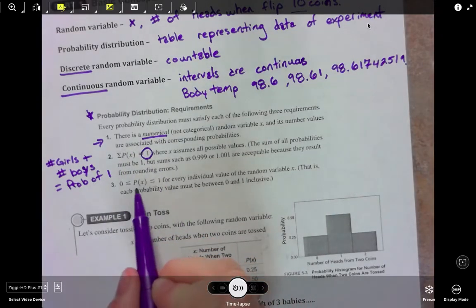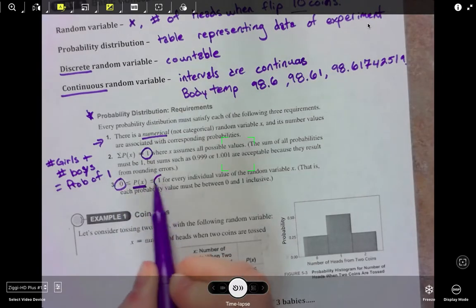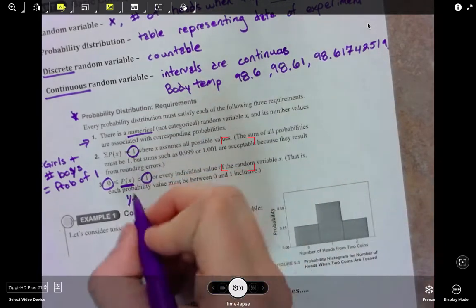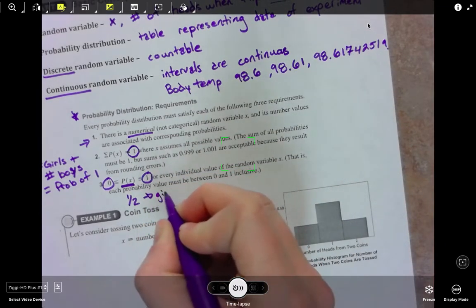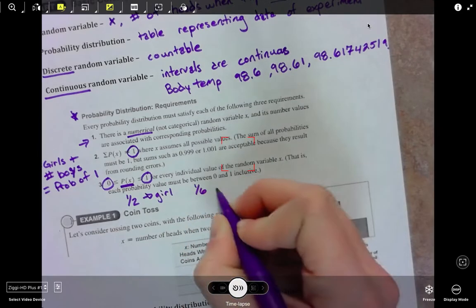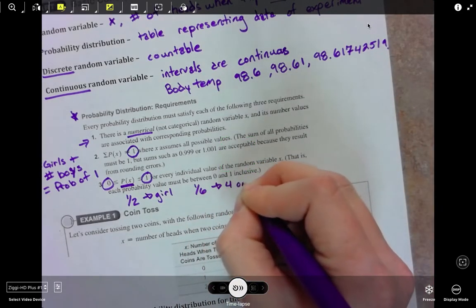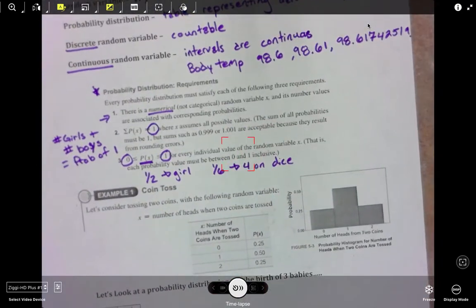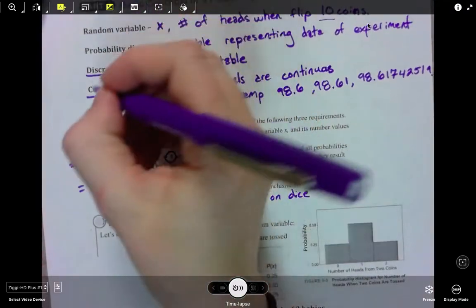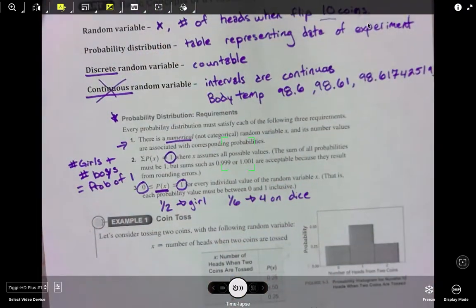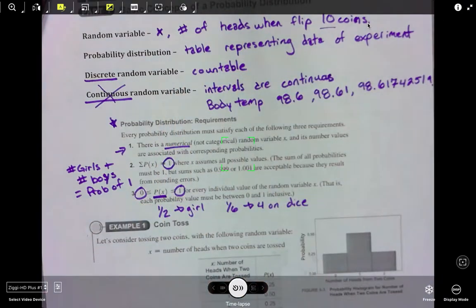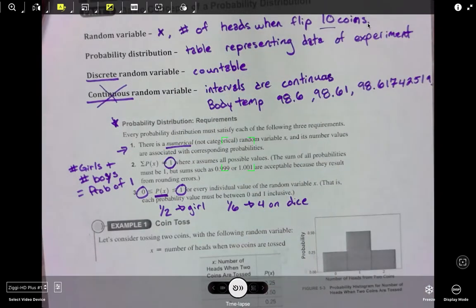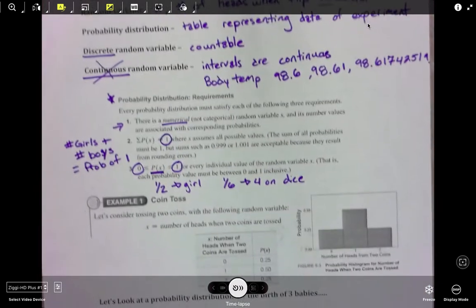And then that means that each individual probability has to be between 0 and 1. So I have a 1 in 2 chance or a 50-50 chance of getting a girl. Or I have a 1 in 6 chance of getting a 4 on a dice. Okay, that's just saying that probability must be between 0 and 1. For probability distributions, we will not be dealing with any continuous random variables. We're only dealing with countable things for right now. Okay, so that's why they put this stuff into play. We're only dealing with discrete things for these probability distributions.